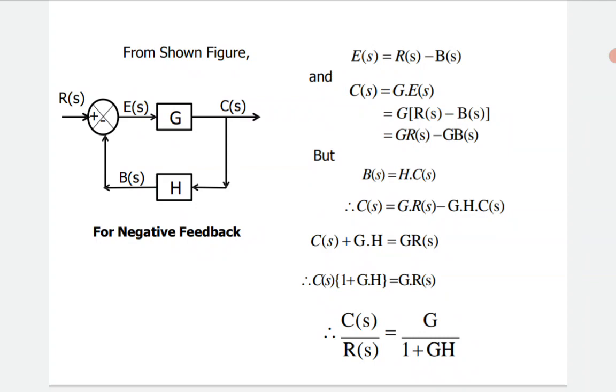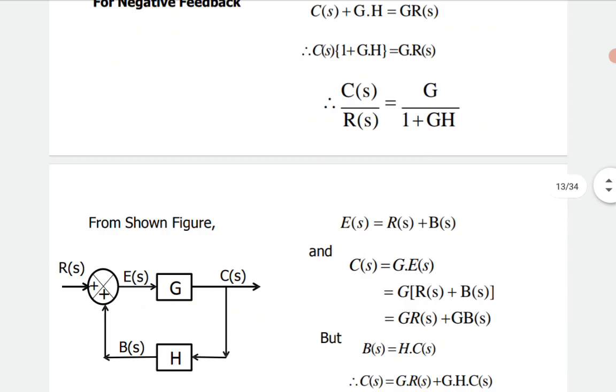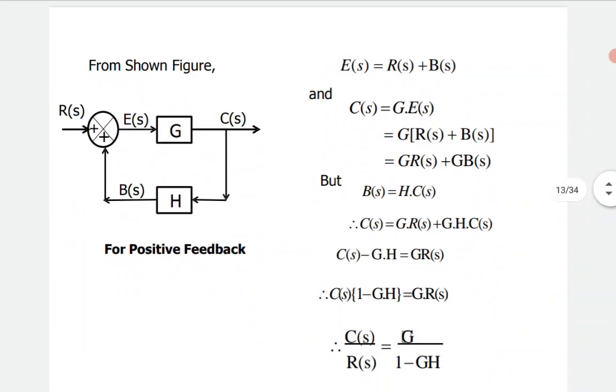So after elimination of all those things, we can generate C of S by R of S is equal to G by 1 plus GH. And for positive sense, I need to speak about this, because I already told people several times.